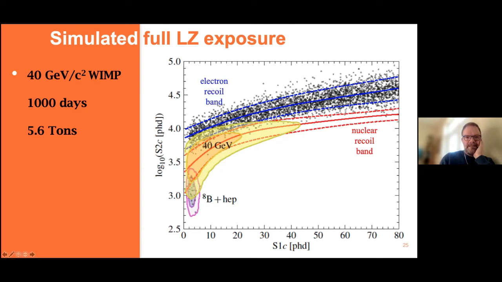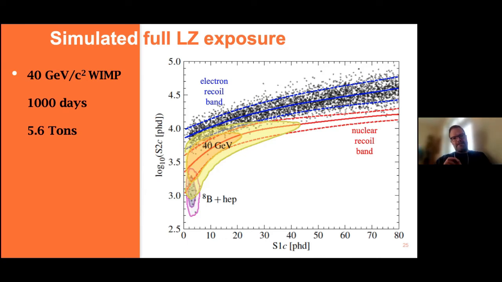And then here, this is the coherent neutrino scattering. These are neutrinos from the sun, and we expect them to show up here in the very bottom left corner of this plot.